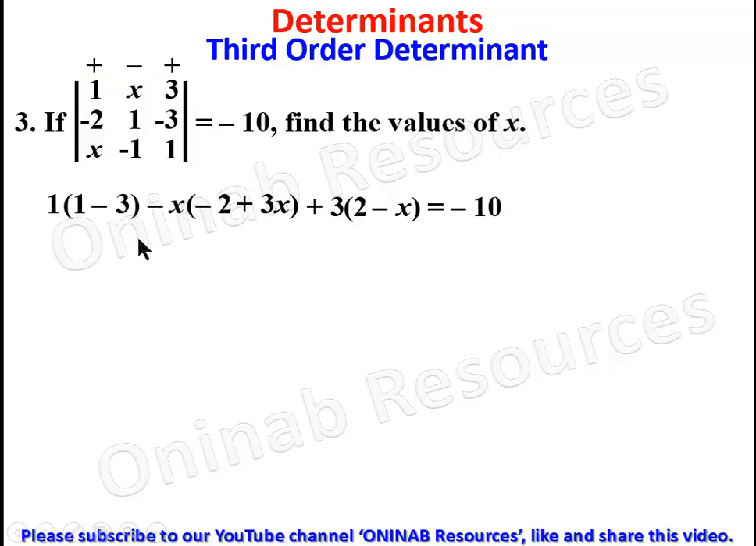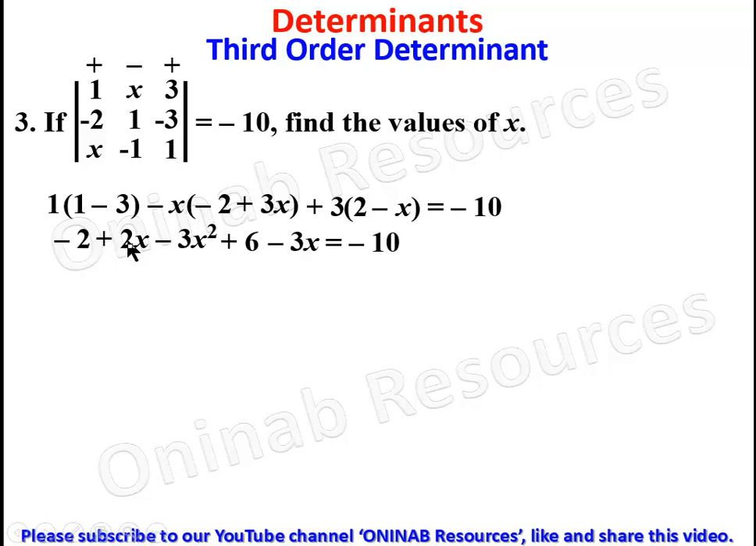So we expand the brackets. The 1 minus 3 gives negative 2, times 1 gives negative 2. Negative x times negative 2 gives positive 2x. Negative x times positive 3x gives negative x squared. And this is positive 3 times 2 gives positive 6. And positive 3 times negative x gives negative 3x. And the determinant is equal to negative 10.